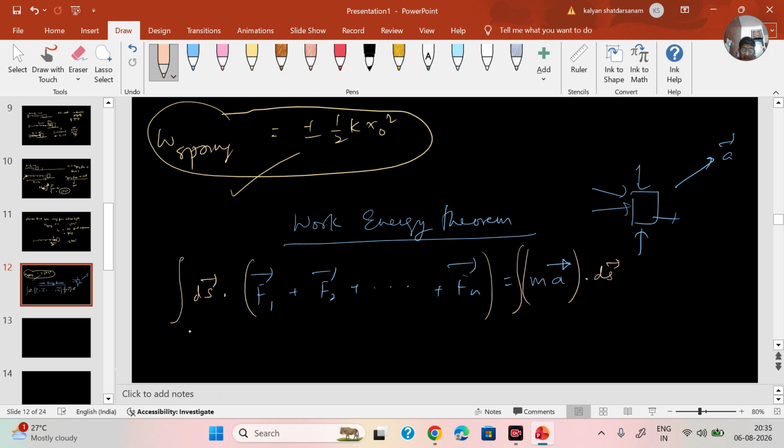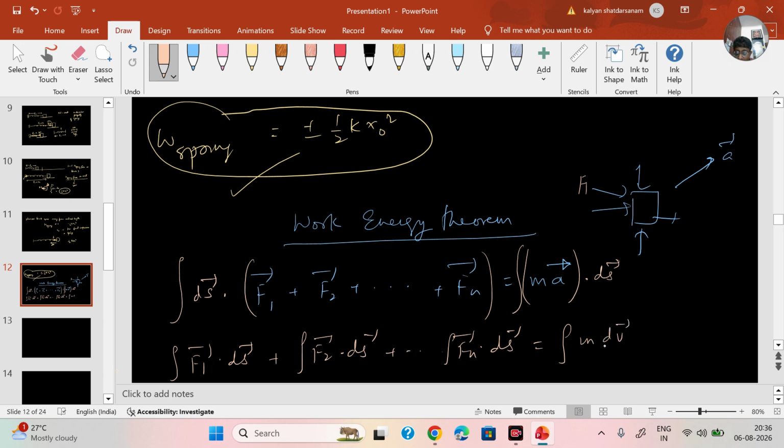Then I integrate. Looking at the left hand side, it is integral f1 dot ds. What is ds here? The displacement of the point where the force is applied. If you apply f1 here, the whole body has displacement ds. Even this point will have displacement ds. So the first term will be integral f1 dot ds, the second will be integral f2 dot ds, and so on. The last will be integral fn dot ds. The right side is integral m a dot ds, and a you can write as dv by dt.